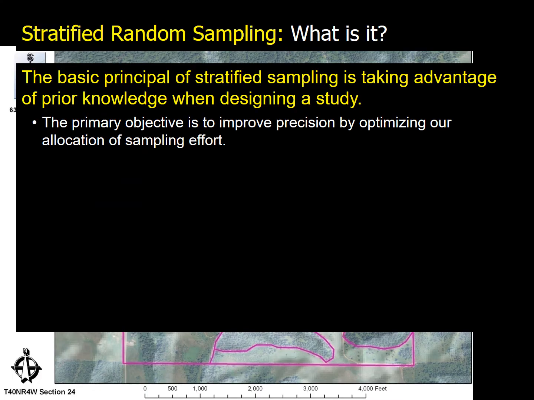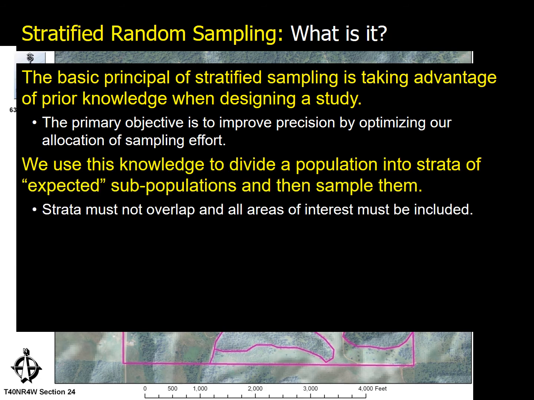The basic underpinning of stratified random sampling is that we take advantage of prior knowledge about the population to improve our sampling design. Within this system, we seek to improve our precision by optimally allocating our sampling efforts into areas where we have homogeneous values.